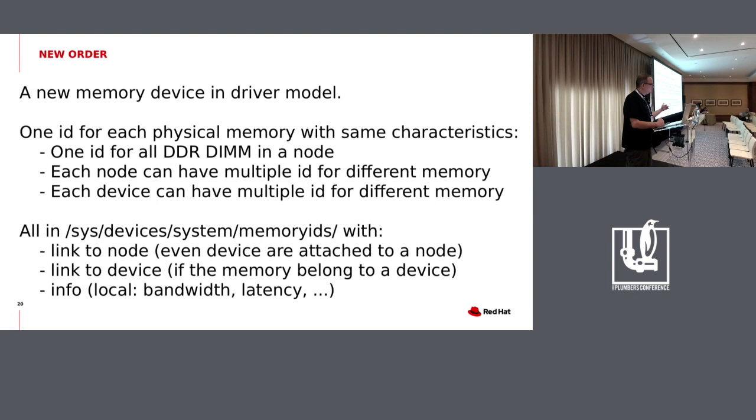And inside that, you get a link to the node. Every CPU is on a node, and every device is on a node because every device is connected to a CPU, so you always have these links between the two. If the memory you're looking at is device memory, then you also want a link to the device, so you know this memory belongs to that device. You want to be able to know what kind of connection. You also definitely want a bunch of information, like the bandwidth and the latency, so you can compare. When you have two memories on the device, you want to know which is the fastest, which has the lowest latency, and so on and so forth. You want this information available to the application.